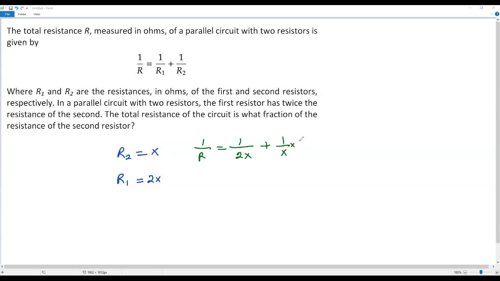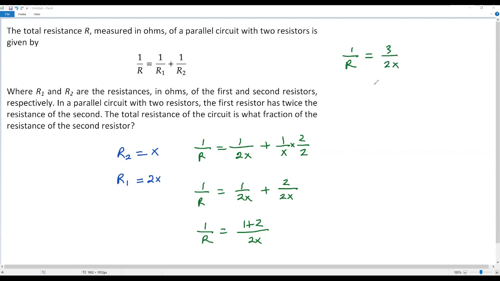So for that, what we can do is multiply both numerator and denominator of the second fraction by 2. Then we get 1 over R equals 1 over 2X plus 2 over 2X. Then I'm getting 1 over R equals 1 plus 2 over 2X. Then I'm getting 1 over R equals 3 over 2X. Okay, now we have to solve for R, but R is in the denominator, the total resistance.